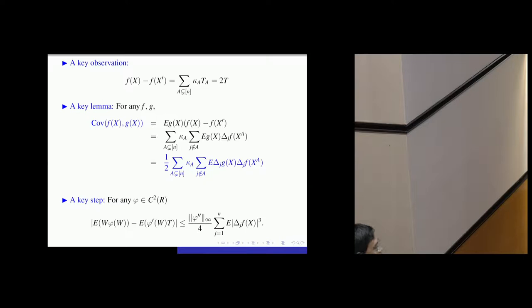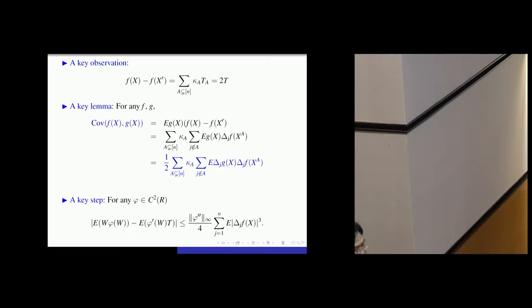Okay. So that introduces that part. Now you see that that part is more or less like the T, similar to T here. So using this identity, Chatterjee writes the expected value of W phi of W, where phi is any nice function.